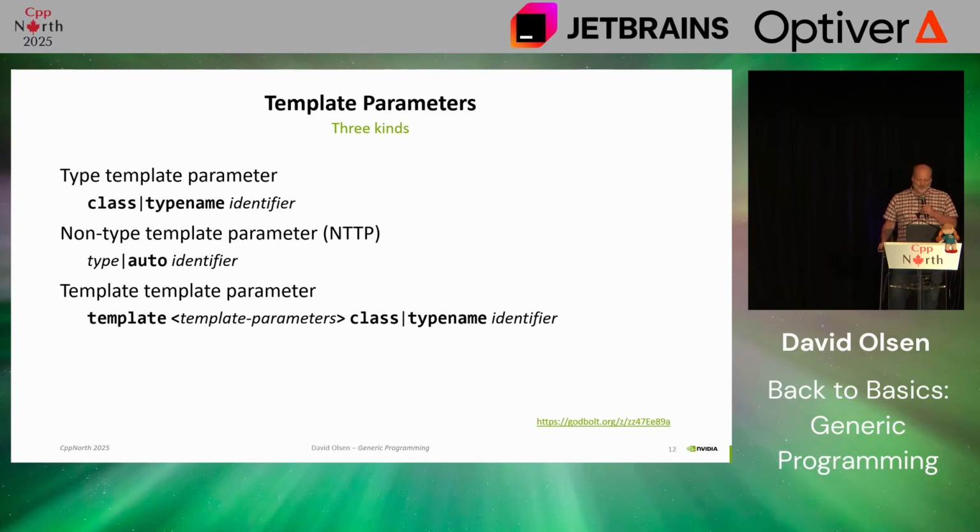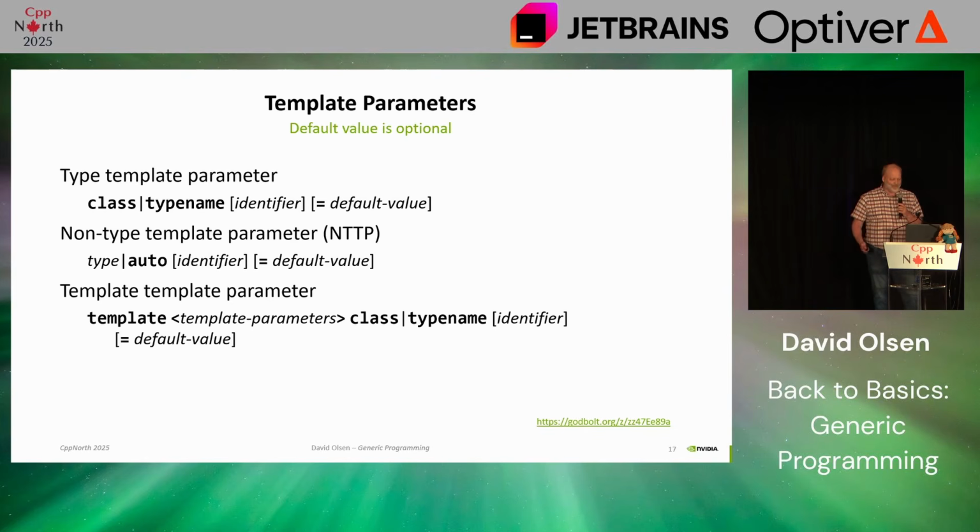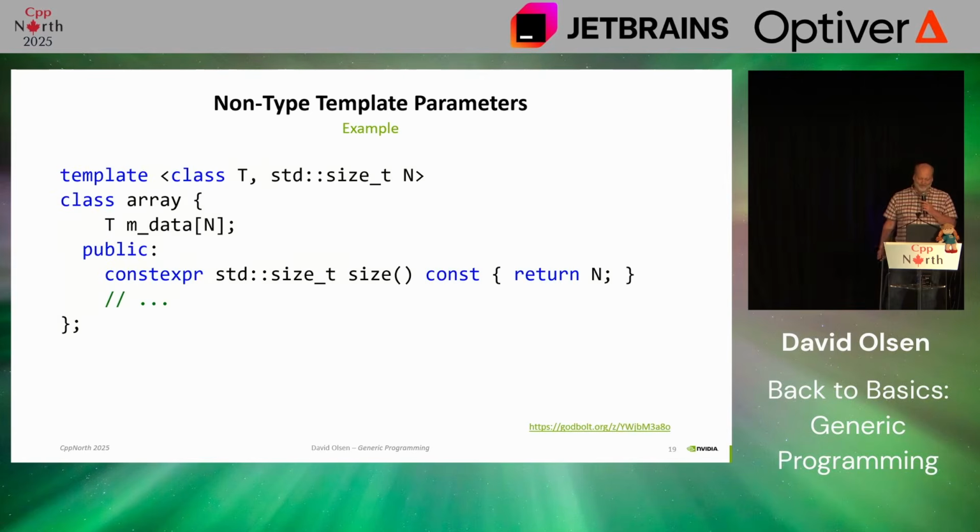How to define a template parameter. A type template parameter represents a type. A non-type template parameter represents a compile time value. A template template parameter represents a template. Template parameter names are optional. Template parameters can have default values. Template parameters can be variadic. Non-type template parameter example, std::array. It has a type template parameter. It has a non-type template parameter of type size_t.